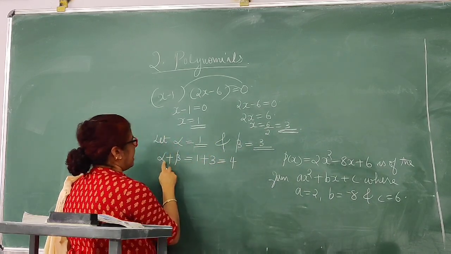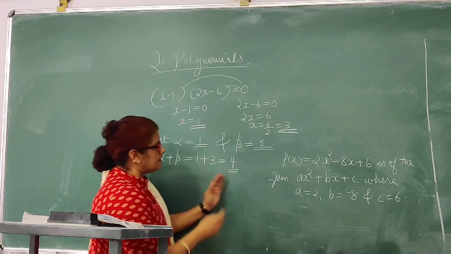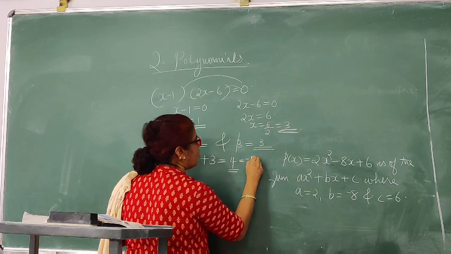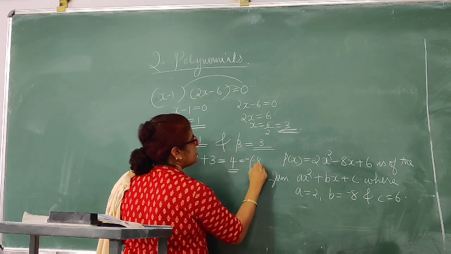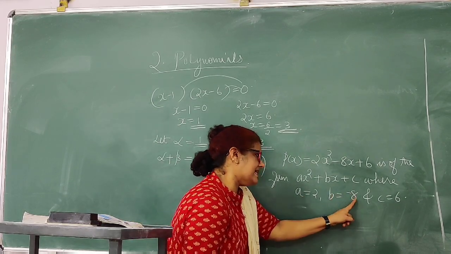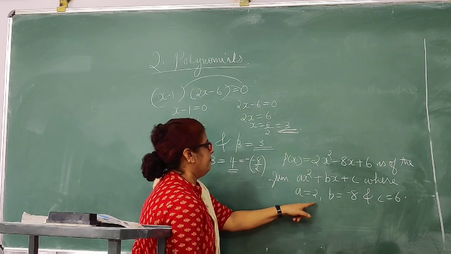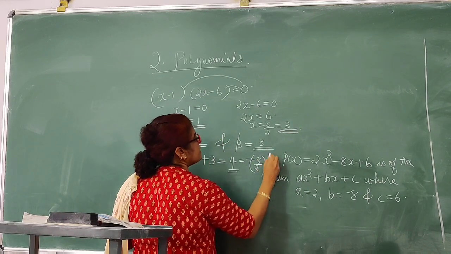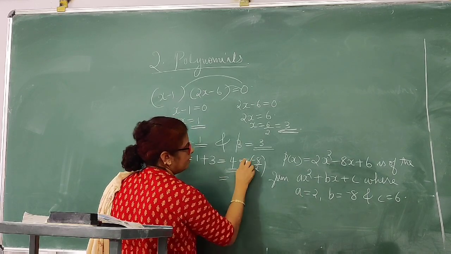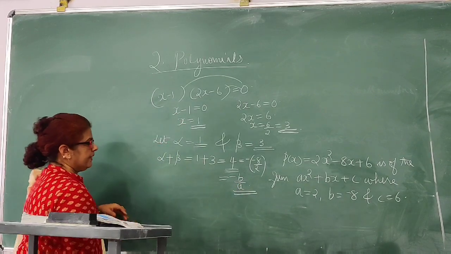We got already alpha plus beta as 4, and how to relate this in terms of the coefficients? Whether this is equal to minus of minus 8 by 2. Minus b is minus 8, then minus b will be 8 by 2, is equal to 4. We get it correct, it is equal to minus b by a. The first part is verified.